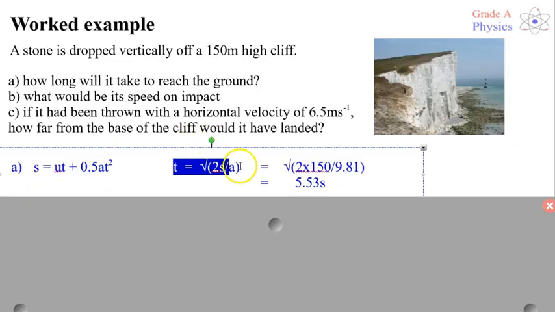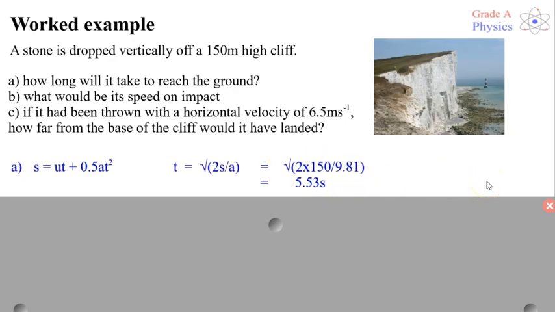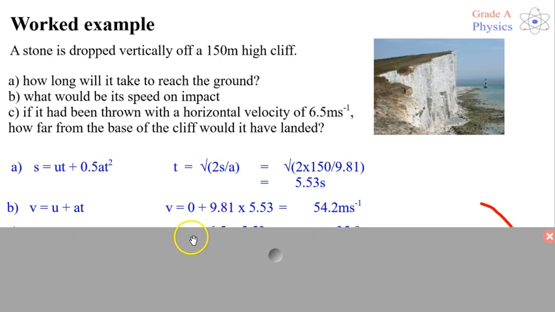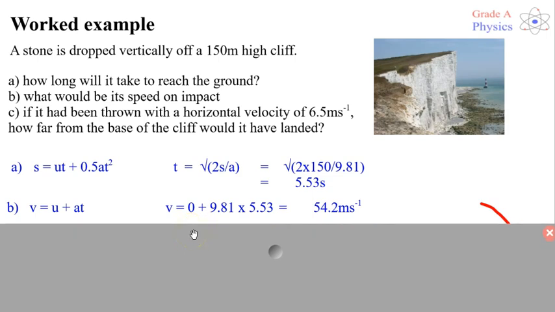Rearrange to make t the subject. We get t equals root 2s over a. Top tip, always rearrange before you substitute, a much better technique. So we put the numbers in and we get 5.53 seconds. That's a long time. So we've got all this time falling vertically. What would be its speed on impact? Again, that's a one-dimensional kinematics problem.